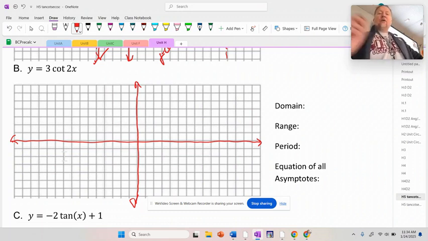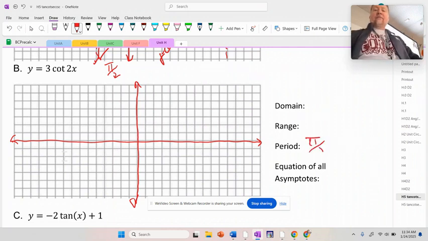All right, so period. Okay, so here we go. Why is it pi? Because it's cotan and tan. It's not 2 pi over, it's pi over. These are the big mistakes that people make. There's really no math to do on that.